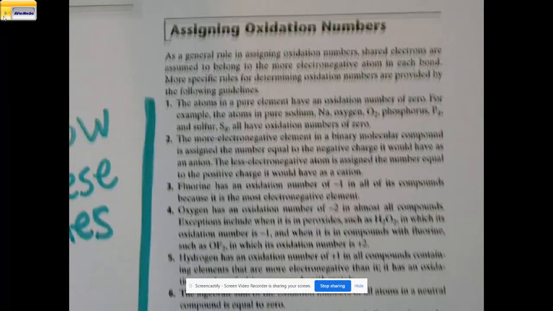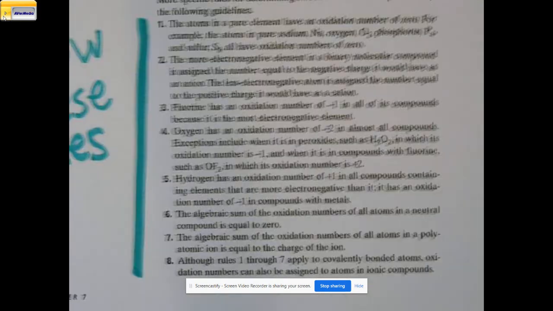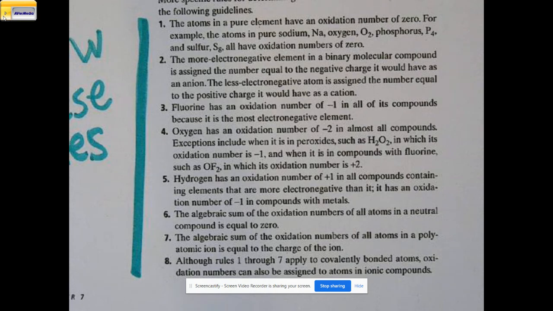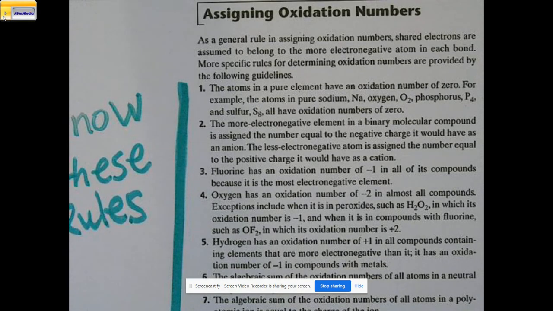Hydrogen can have an oxidation number of +1 or -1, depending on where it is in the compound. And we'll talk about that more here in a second. The algebraic sum of oxidation numbers of all atoms in a neutral compound is equal to 0. The algebraic sum of oxidation numbers of all atoms in a polyatomic ion is equal to the charge of the ion. We'll talk about that more in a second.